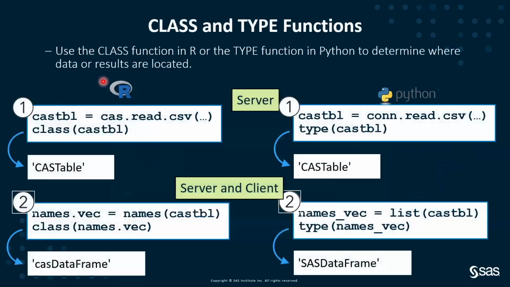So for class and type, if it is Python, we end up using type. If it is R, we would use the class command. And you can have output like cache table. As long as the answer for your type command is cache table, that data is lying on the server. Whereas if the answer is, in case of R, cache data frame, or in case of Python, SAS data frame, it's a table that is available both on the server and the client. And then, for the SAS data frame, you could take a call on what to do with it, whether you want to keep on analyzing it on the cache itself, or whether it is more advantageous to use it in Python.